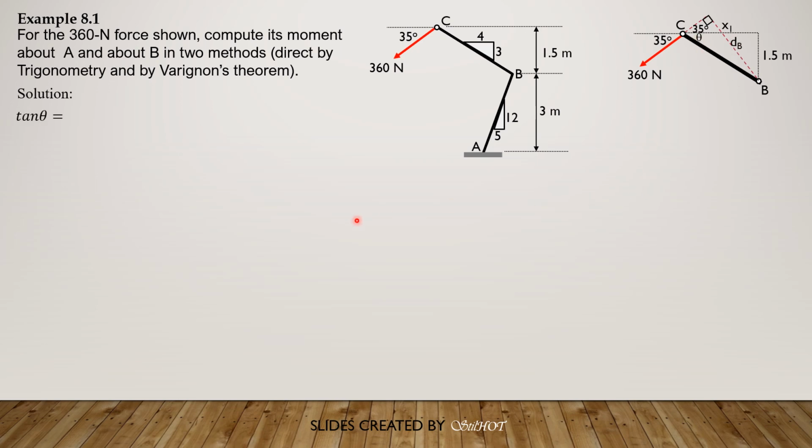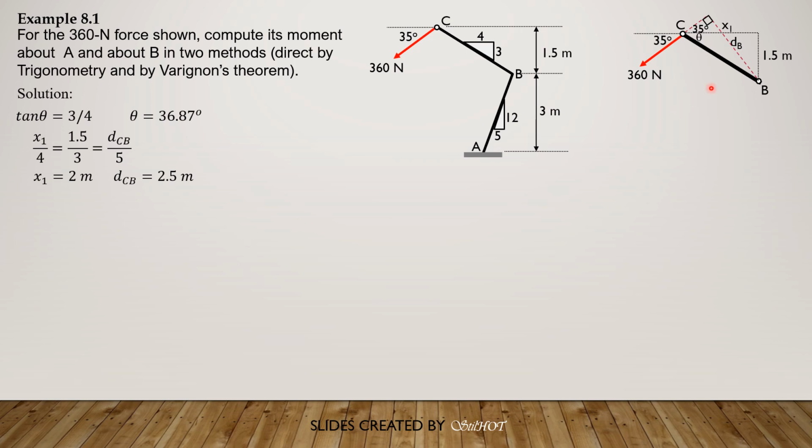Tangent theta is 3 over 4, so theta equals 36.87 degrees. Then by similar triangles, x sub 1 as to slope 4 equals 1.5 as to 3 equals distance BC or CD, the hypotenuse, as to the hypotenuse of this triangle, which is 5. So x1 is equal to 2 meters and distance CD is equal to 2.5 meters.